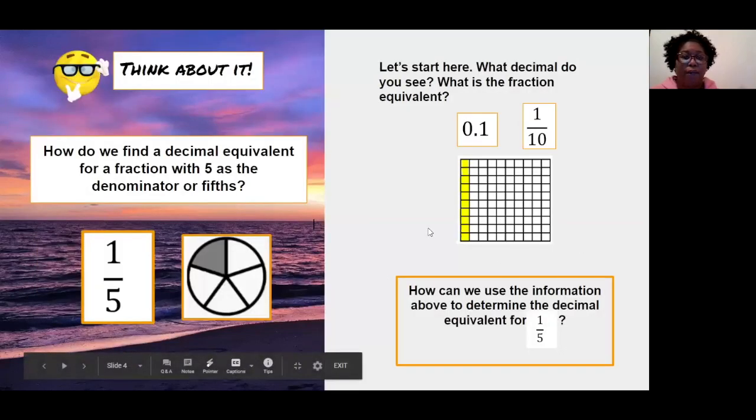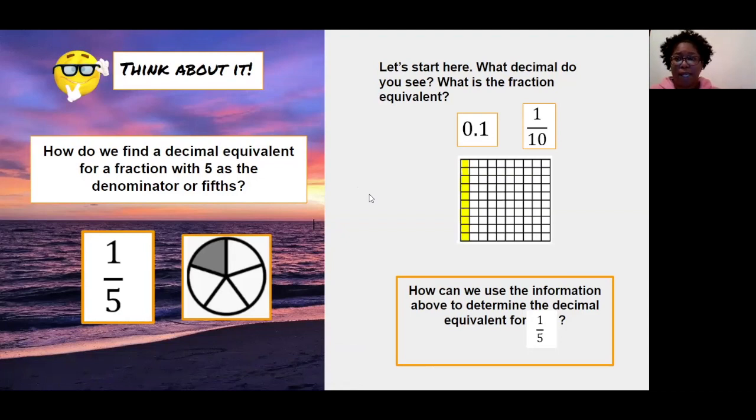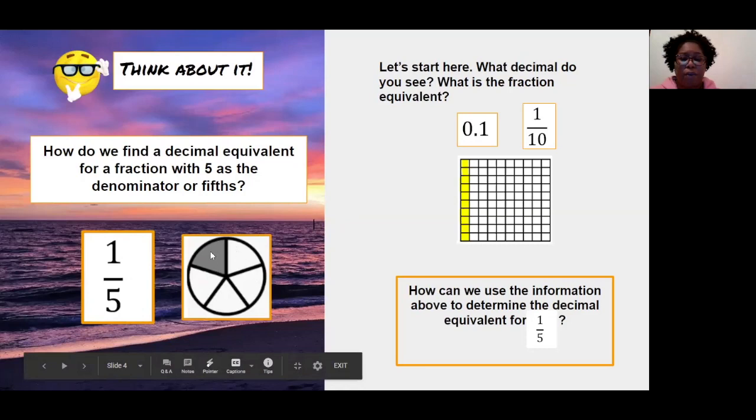Okay, our learning for today. Think about it. How did we find a decimal equivalent for a fraction with 5 as the denominator, or fifths? Take some time to think about that and share your thoughts. If you have someone at home to talk with, share your thoughts. Here we see 1/5 in its unit form, and we see a fractional part. One part out of the 5 is shaded.